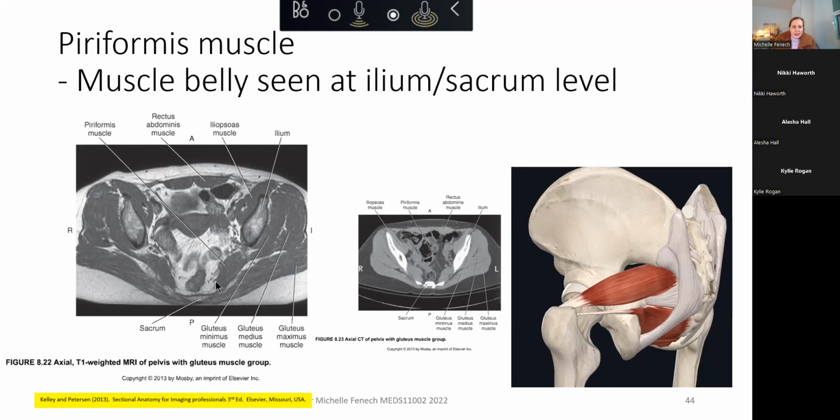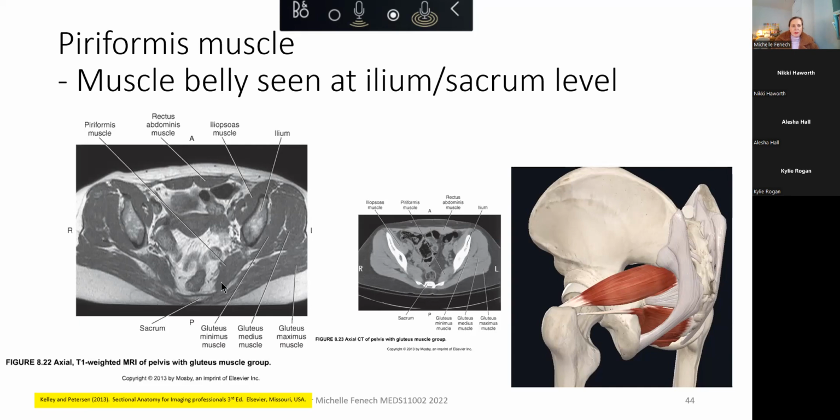The piriformis muscle is sitting between the sacrum and the iliac bone. Can you see it sitting in here and here? It runs between the sacrum and goes over the iliac bone, and then the tendon's going to be quite small as it comes down. And it doesn't run at a completely flat angle. It runs in a superior to inferior orientation as it runs from medial to lateral here.